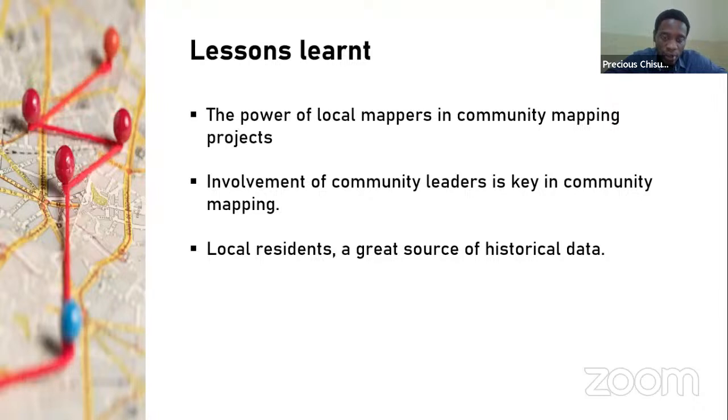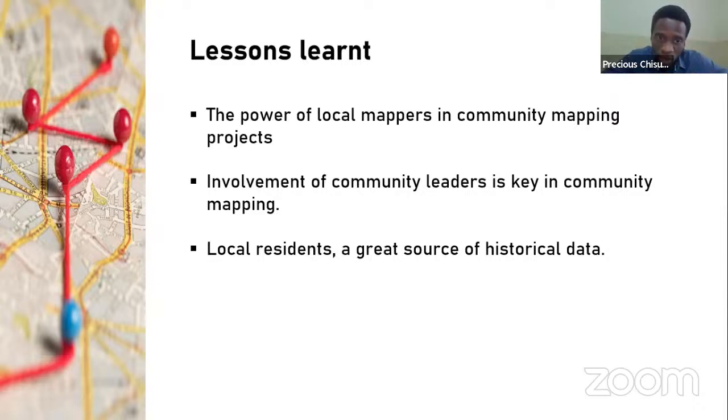So similarly, we also learned on the need to involve community leaders in community mapping. For us, it was easy because we are local to the area, people know us, so we didn't have much of a problem in collecting data through the interviews as well as the geographic coordinates. So it also highlighted that local residents are a very good resource for historical data. Like I said, I had to rely a lot on the local residents to get the historical data for 2017 and be able to cross-check it on the Google Earth imagery.